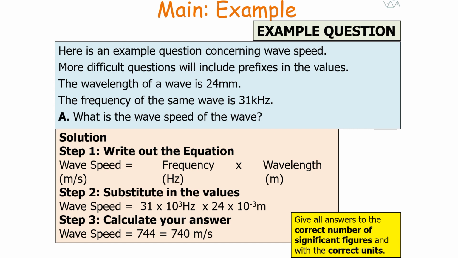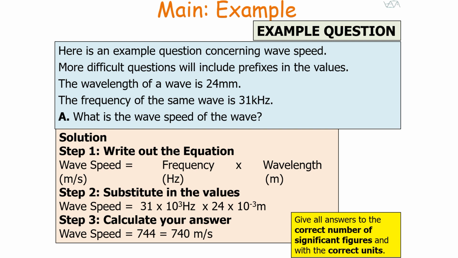Now in this question, we're looking at prefixes. So the wavelength of a wave is 24 millimeters. The frequency of the same wave is 31 kilohertz. What is the wave speed of the wave? So once again, you write out your wave speed equation. Wave speed is equal to frequency times by wavelength. You then substitute in your values.